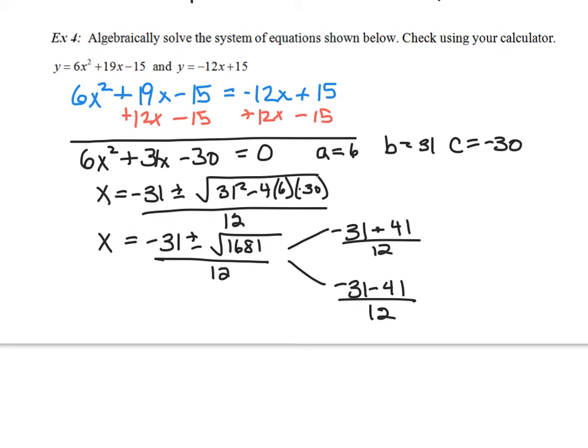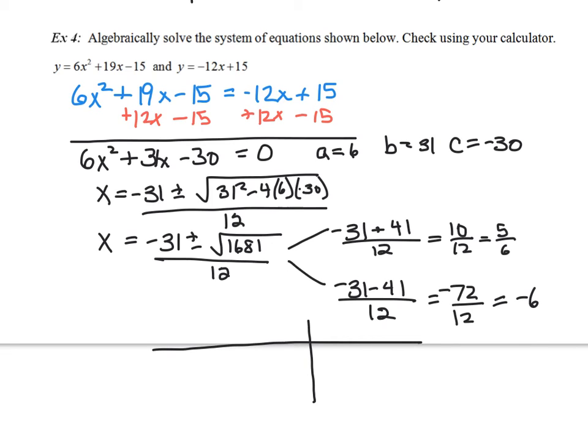So in simplest form, I'm getting 10/12, which reduces to 5/6 for my first x value, and negative 72 over 12, which of course is negative 6 for my second x value. Now, as expected, this parabola and this line cross each other 2 times. Now don't stop with just the x-coordinates. We need to find the y-coordinates for their point of intersection.